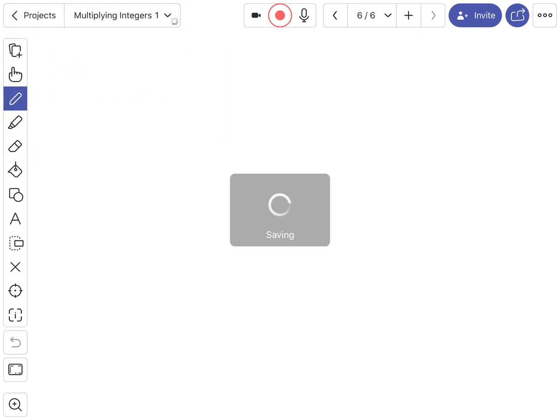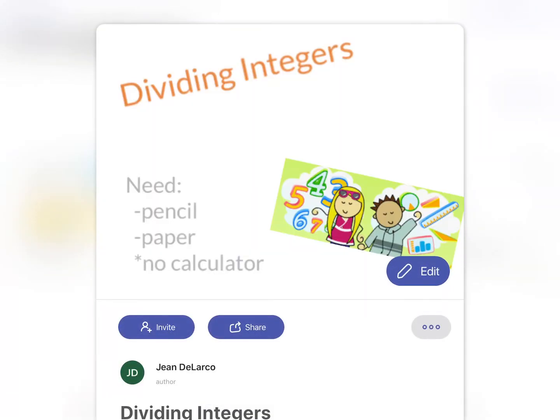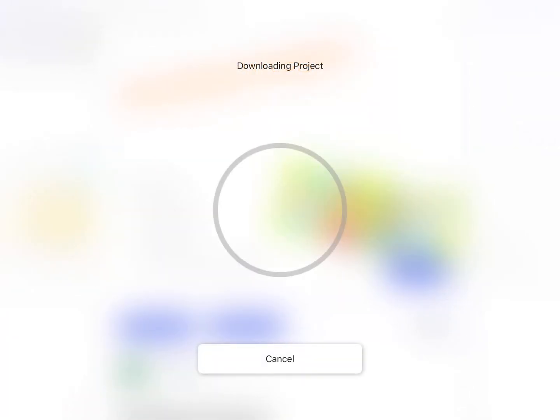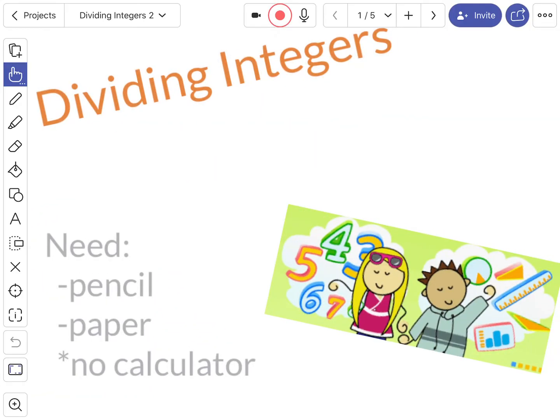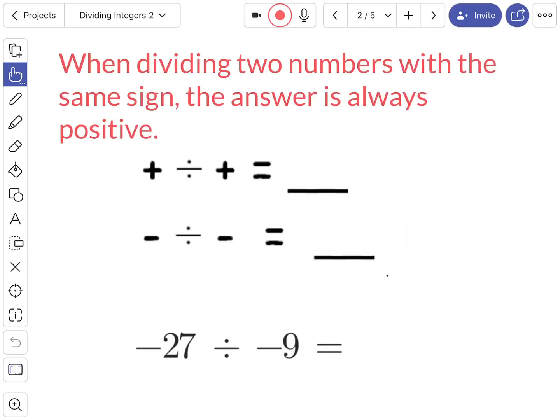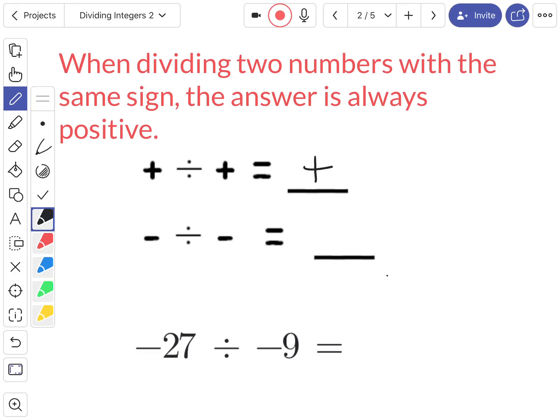Now what I'm going to do over here is sneak over to my division one. And the great part about division is the rules that you just learned about multiplying are exactly the same. When dividing two numbers with the same sign, the answer is always positive. So a positive divided by a positive is positive. A negative divided by a negative is positive. Now the trick is just remembering what division might look like. So here's a traditional division problem. A negative divided by a negative is a positive. 27 divided by 9 is 3.